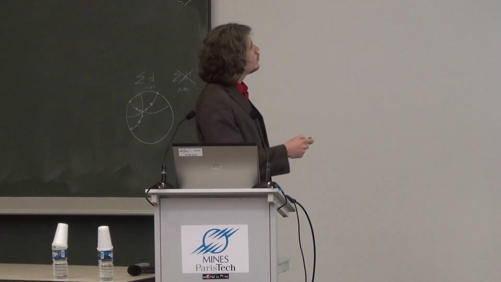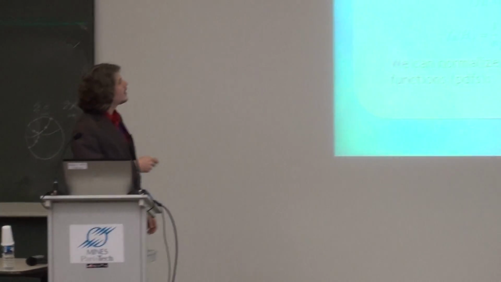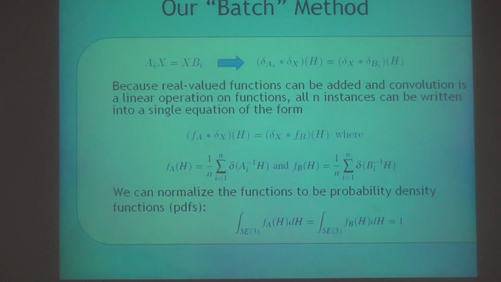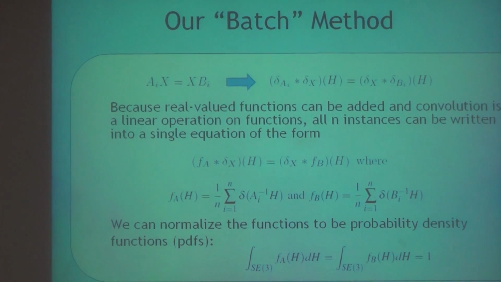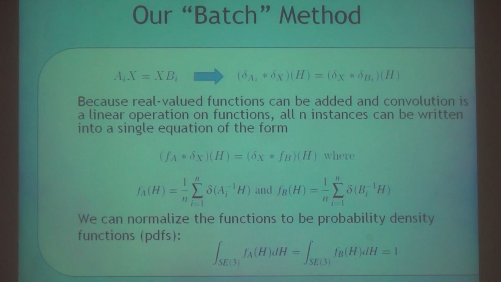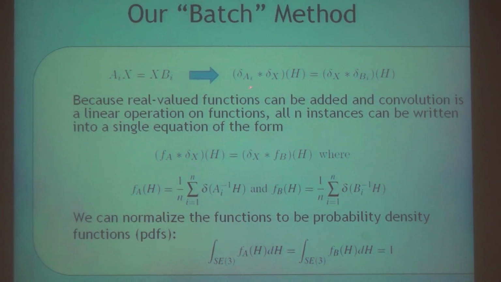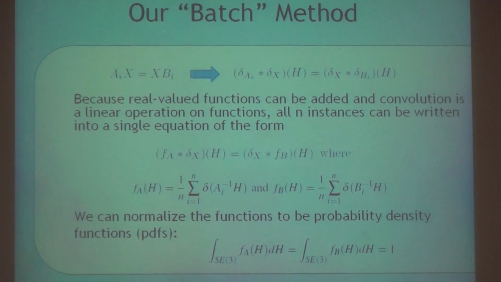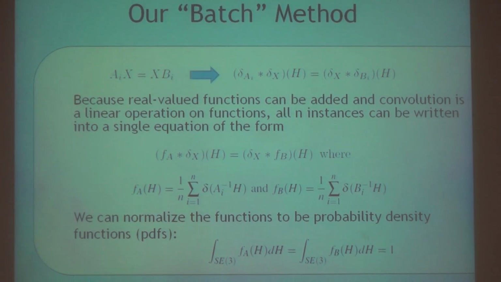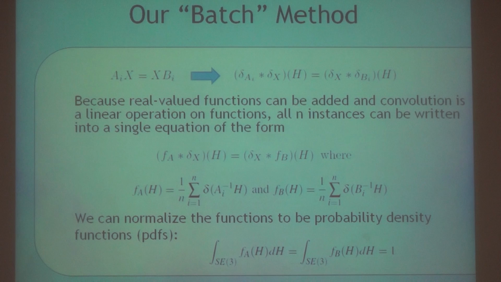So now we want to take all this information and define this new method for solving AX equals XB. Here we have one instance, one sensor measurement from each sensor, AiX equals XBi. We can phrase the problem as a convolution of delta functions. We have delta Ai, which, remember, is the delta function shifted to that element of SE3, convolved with delta X equals delta X convolved with delta Bi, all shifted delta functions.